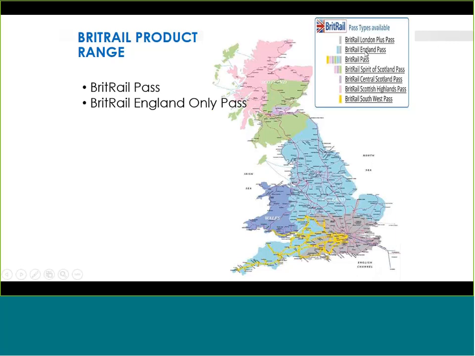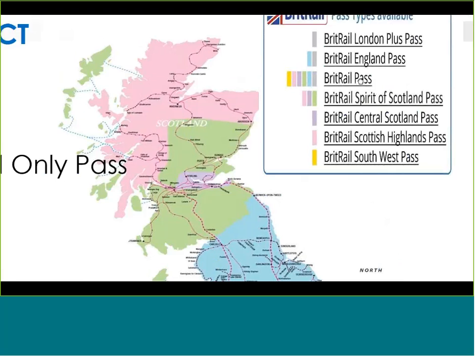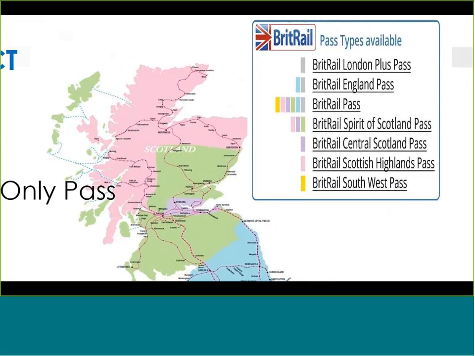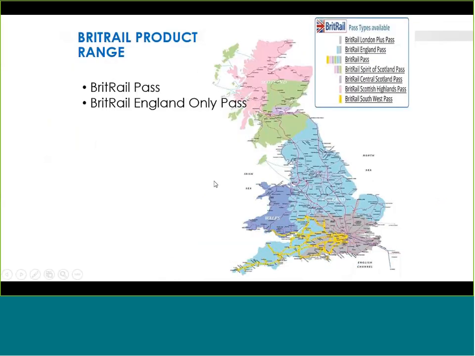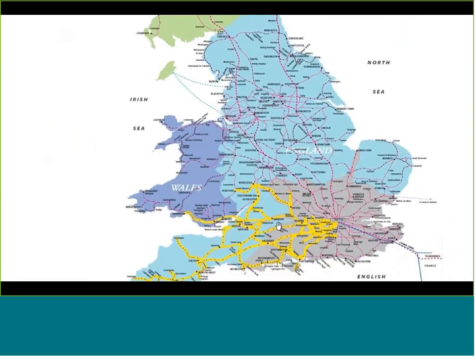I'm not sure if it's as visible on your screens as I am going through the presentation, but there is a really great map that I can show you over here, which shows the color coding of where the specific pass is eligible for. So you have your Britrail England pass. Anything in light blue and grey is where the pass is covered. So Britrail England, just this area all around here. So you're talking about the London area and beyond as well. And then you have your Britrail London Plus Pass. The Britrail London Plus Pass really covers central London and its surrounding counties and areas as well.